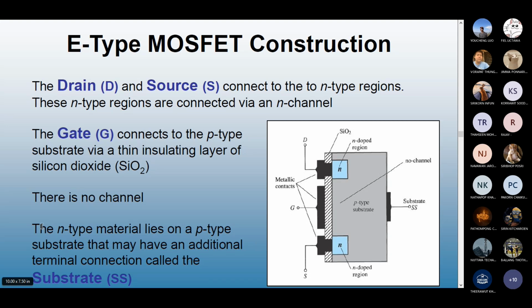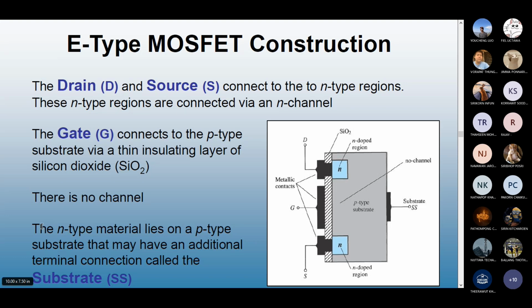Look at the construction. Again, based on a P-type substrate, you have gate, source, and drain. Two N regions. One is connected to the drain, the other one is connected to the source. And in between the substrate and the metallic contact, you have the thin layer of silicon dioxide. No channel. The top and bottom ends are not connected through a channel. So where is the mistake?